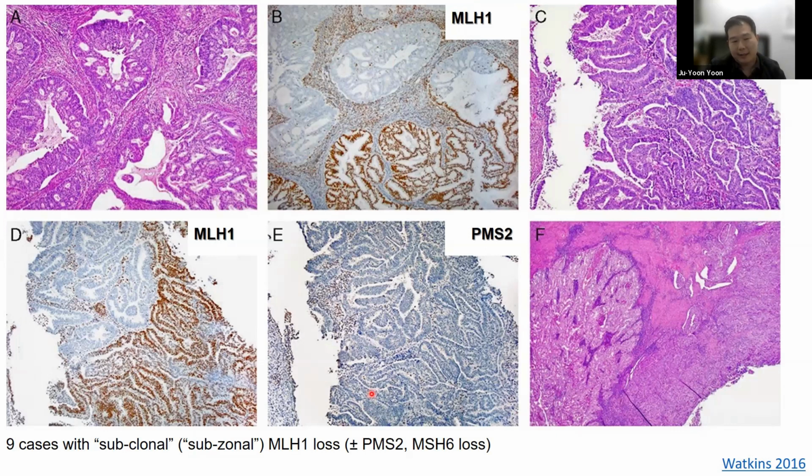But certainly this pattern of geographical loss, where you have intact areas and then lost areas, you can certainly see that. And I've got to say, this paper was titled "Unusual Pattern of Histochemistry" or something to that effect. But I've got to say, I see this not infrequently.